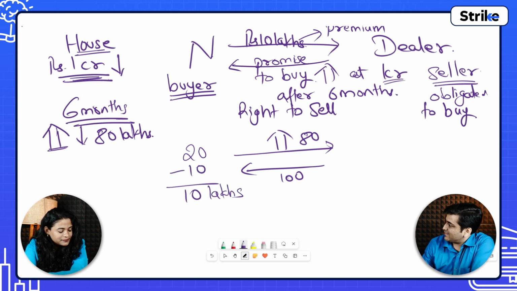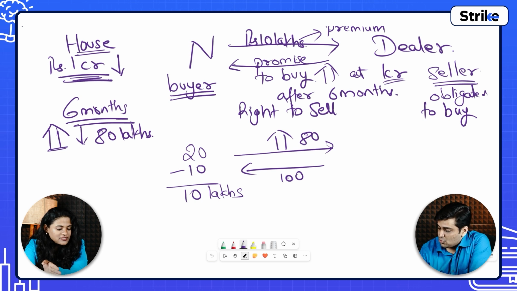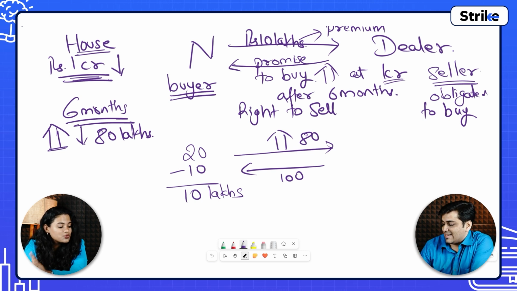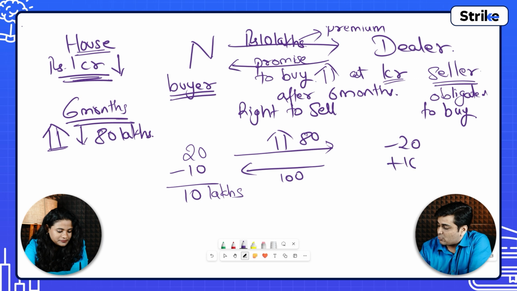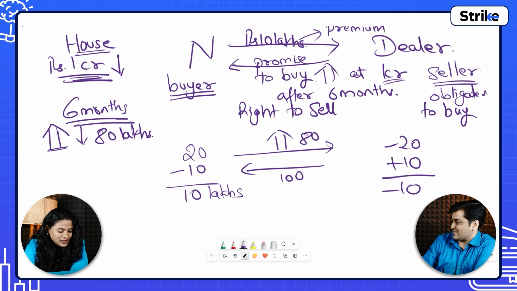And if you look at this dealer, what is the payout for him? He has to buy the house, which is worth 80 lakhs, for 1 crore. So that 20 lakh rupees is his loss. But the 10 lakh rupees he had taken from you earlier is his profit. So net to net, he will lose 10 lakh rupees. So your profit is equal to his loss.